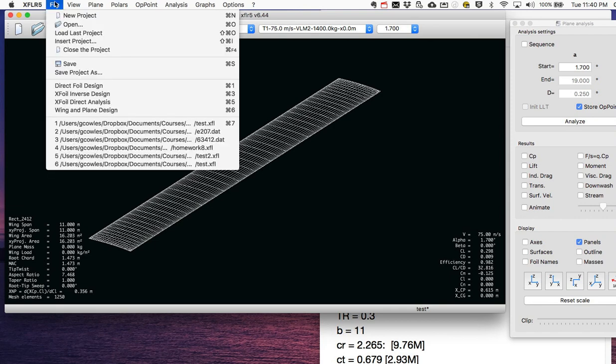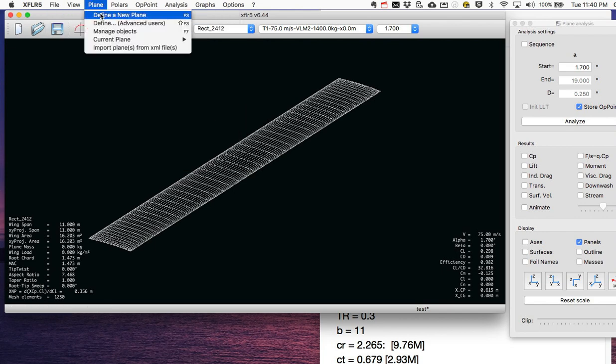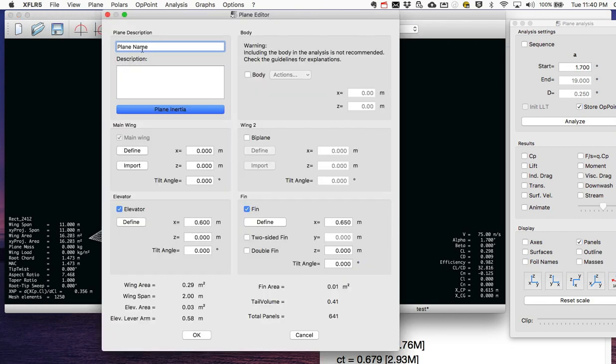So I can say File, and I'm going to do another wing in plane design. Actually, we're still in that menu, so I'm going to just do plane, define a new plane, and I'll call this, what should we call this, taper ratio. What is the taper ratio? 0.3, so I'll call it 0p3 with a 2412. I'm going to copy this.